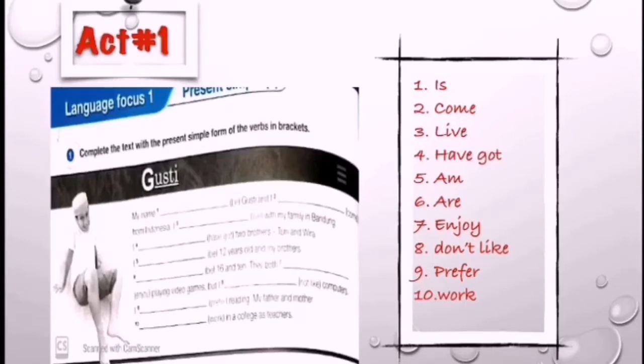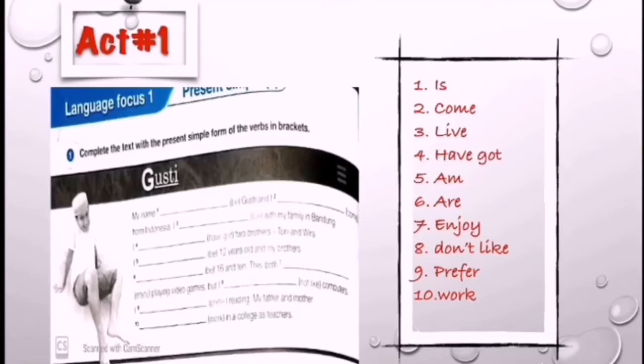I dash with my family. I live with my family. I dash two brothers. They are two brothers, so with I we use have, not has. So that is why we write have got, because with has we use third form of verb. In sixth blank, I dash 10 years old. I am 10 years old.